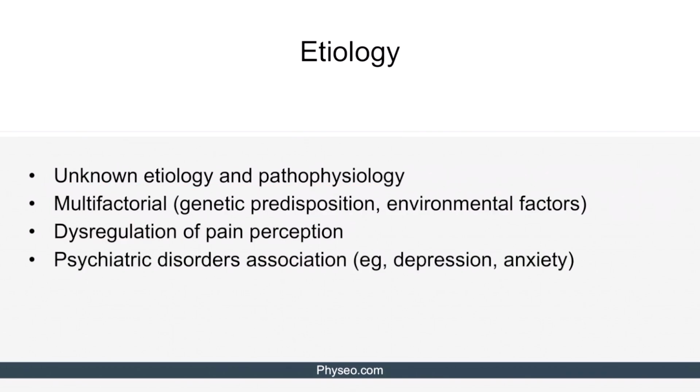The exact etiology and pathophysiology of fibromyalgia is still unknown. It's thought that multifactorial issues such as genetic and environmental triggers can play a role. Now, dysregulation of pain perception has also been proposed as a mechanism, as some research showed evidence of a heightened pain response to painful stimuli. Now, fibromyalgia is often associated with psychiatric disorders, such as depression and anxiety.